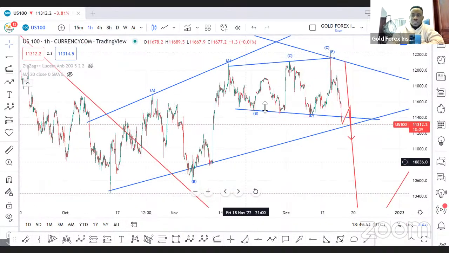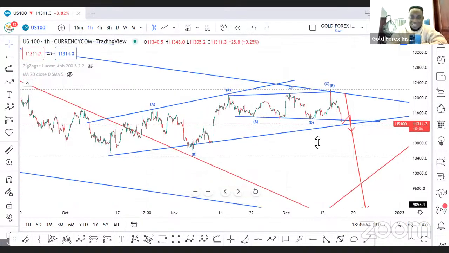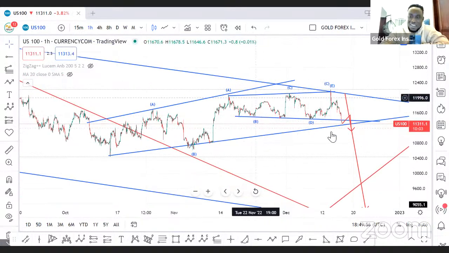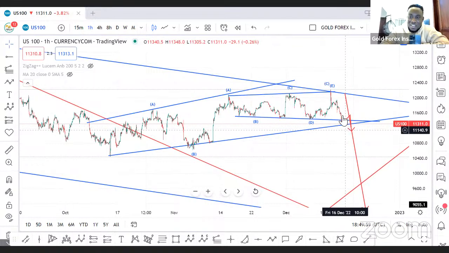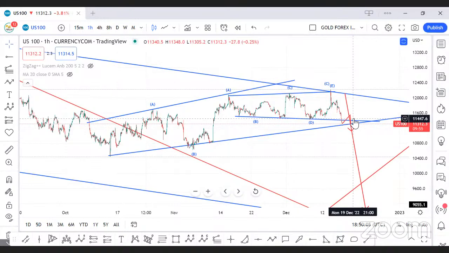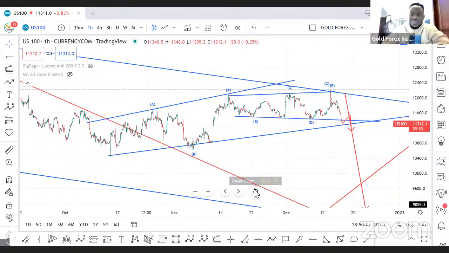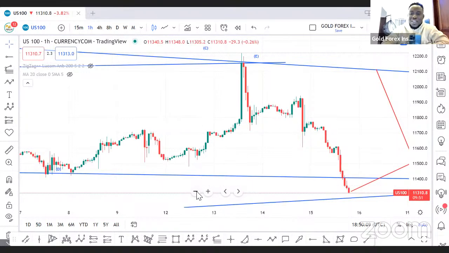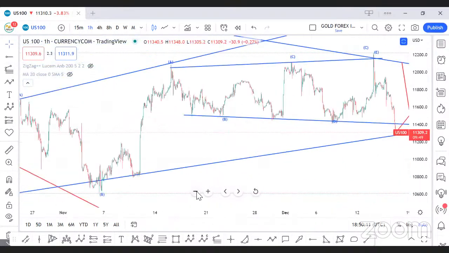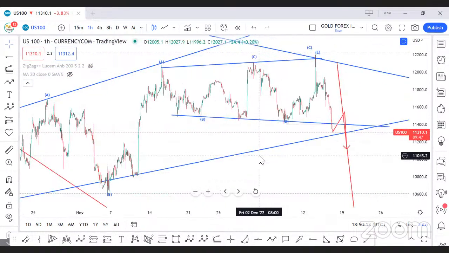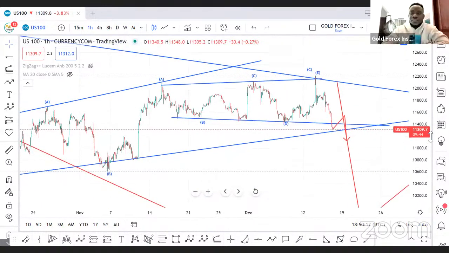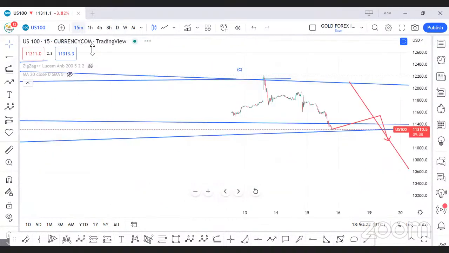ABC. See, the C forms an ending diagonal break. So we are looking for a flag here and enter. I'll enter this trade. Let's look for that flag. Exactly. Flag. I need a good flag, because it's been impulsive. It needs a correction.